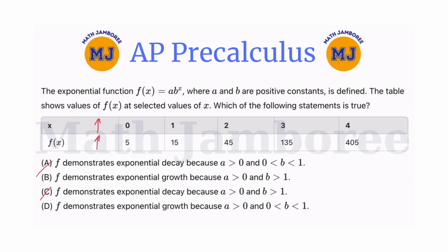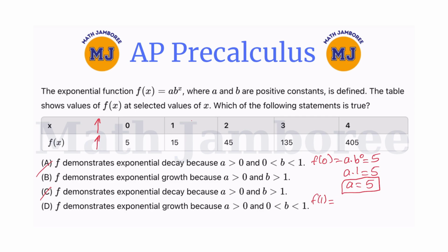So now let's find the values of a and b. To do that, f of 0 is a times b to the power of 0, which is 5. So b to the power of 0 is 1. So this gives us a as 5. So a is greater than 0 in both choices, B and D anyway. But we're going to find now the value of b.